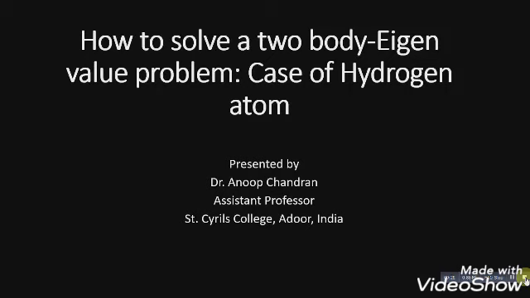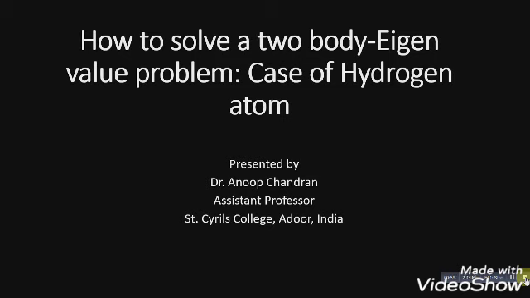Hello everyone, myself Anup Chandran, and in this lecture we will see how a two-body eigenvalue problem is solved in quantum mechanics. We are familiar with many one-body eigenvalue problems like the particle in a box, the linear harmonic oscillator, etc. In all these cases, the motion of the system is studied with respect to a reference point, and the solution of the Schrodinger equation of a one-body system is very easy for us to obtain.